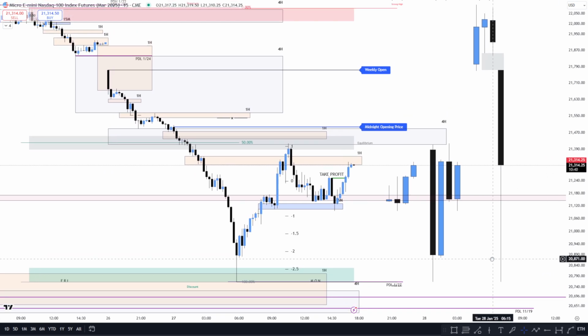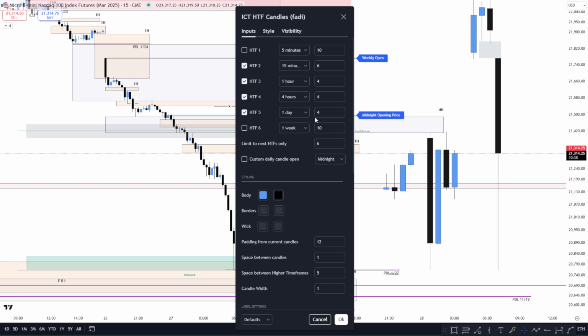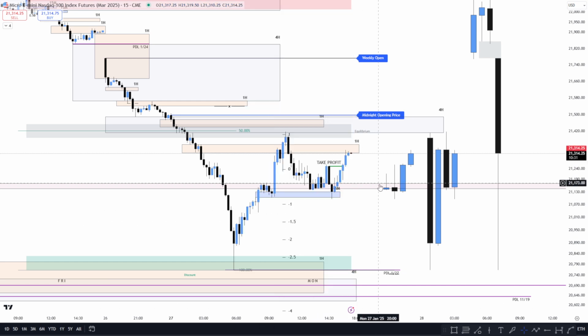And of course, if you guys are wondering what these are, I'm using the higher time frame candles from this guy, Fatty. You can put them all in the chart here to really see kind of what's happening.